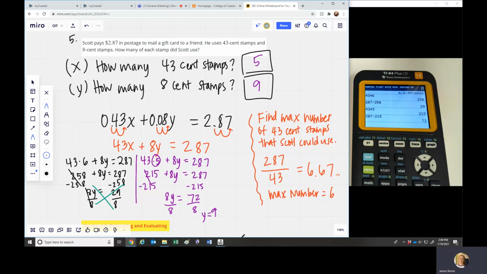But that did not result in us getting a good number for Y. So we went one down. We said, maybe he didn't use 6. Maybe he used 5 of the 43-cent stamps. Then we repeated the process. We plugged it into our equation, solving for Y. Y is the number of 8-cent stamps. And we were able to get a whole number value for Y. So that is our answer.